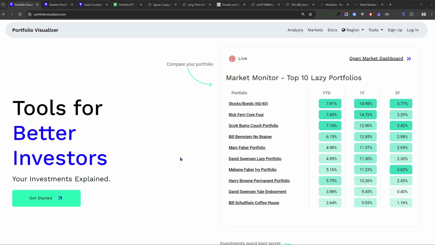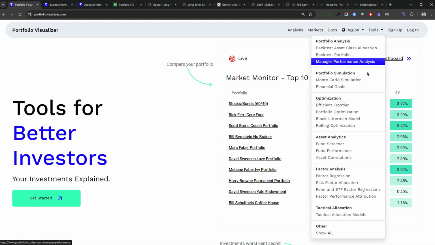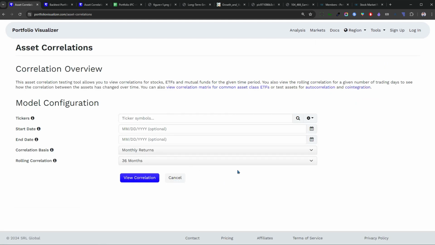Okay, so to do this, we can use a great free tool over at the website portfoliovisualizer.com. Then you just want to come up to their tools and scroll down to asset correlations and click on that one. You're going to come to a screen like this. As an example, I'll use my current open picks in my new stock pick service, and we're just going to type in the tickers. That's Palantir, Crocs, and GigaCloud Technology.